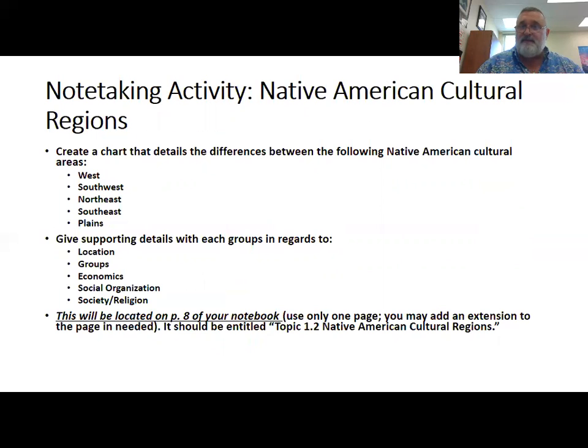Your note taking for topic 1.2 is to create a chart that details the differences between these different Native American cultural groups. And you have the details there. That goes on page 8 in your notebook.